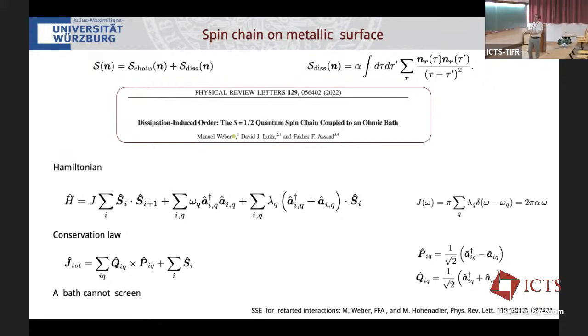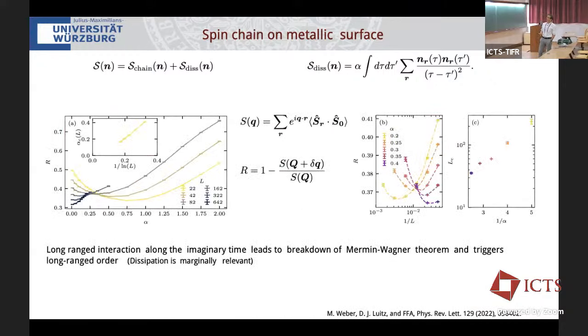The only thing that can happen is that you will generate a spin which is a bit heavier, which is harder to move, and you will maybe order. But the bath cannot screen, and so even in the strong coupling limit, when alpha gets very big, you'll never have some screening. So then you have to go and do the numerics and see what happens.